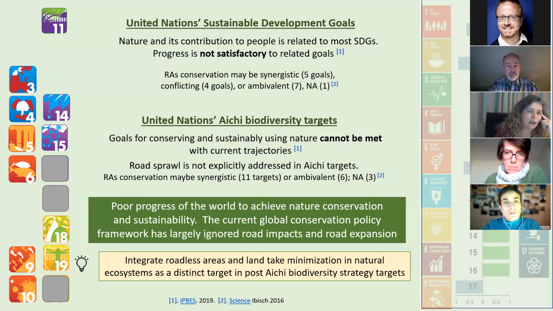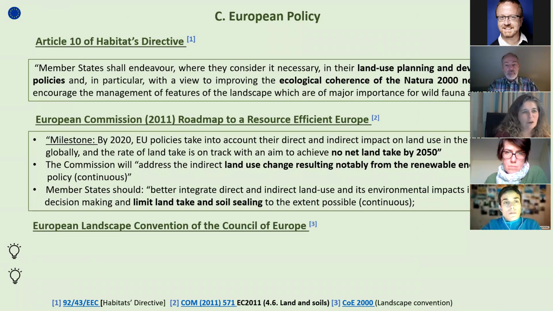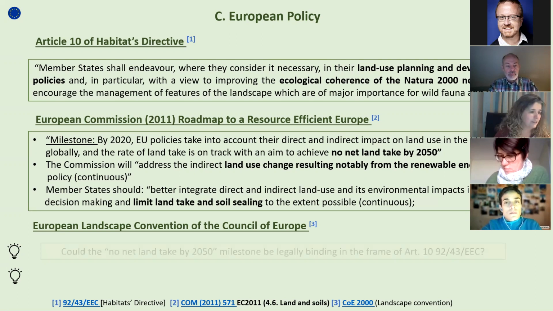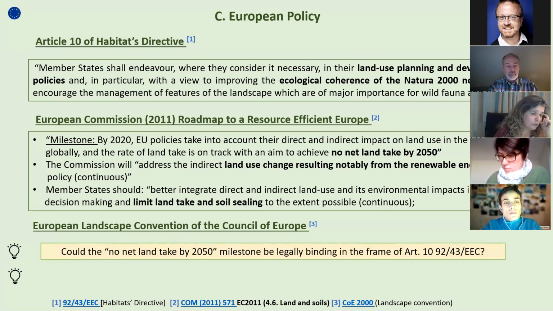I move on and go to European policy, which is of most interest to us. Here is Article 10 of the Habitats Directive, very important because it speaks about the ecological coherence of the Natura 2000 network and land use planning and development policies, adequate planning. We also have the European Commission roadmap to a resource-efficient Europe, which clearly sets a no-net-land-take milestone by 2050, but that is not legally binding. And we also have the European Landscape Convention of the Council of Europe, a very beautiful text that is also not legally binding.